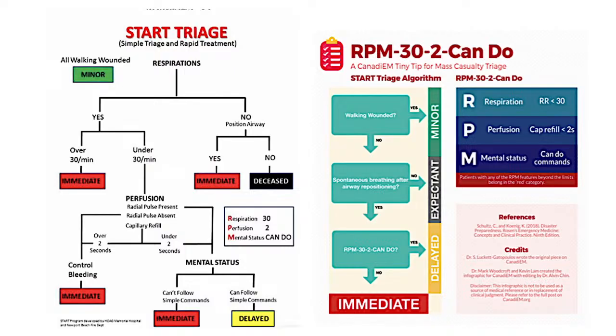Second is, if the patient is still unresponsive, just try to open the airway, a head tilt chin lift maneuver, jaw thrust. Still the patient is not breathing. That patient is deceased, tagged black. Any patient who is breathing with a respiratory rate of less than 30, capillary refill time of less than 2 seconds, and can follow a simple command will be labeled as yellow. If the respiratory rate is more than 30, refill time is more than 2 seconds, and the patient cannot follow simple commands, the patient is red and should be shifted immediately.